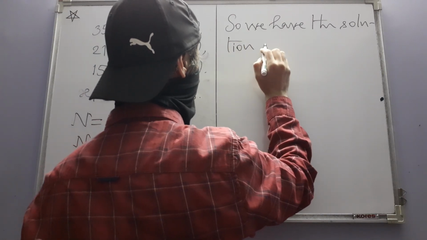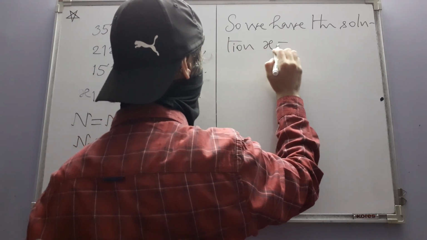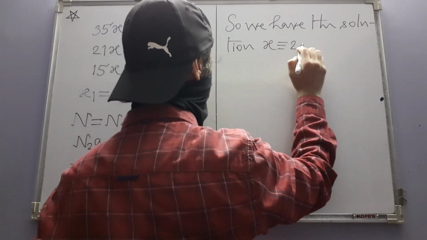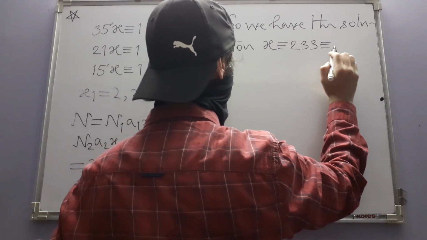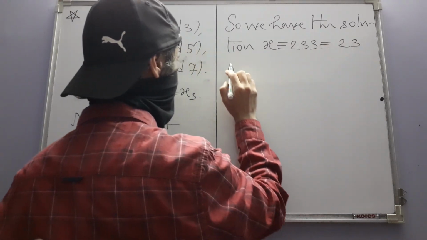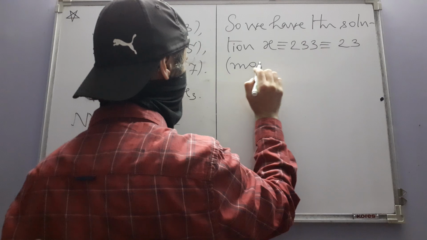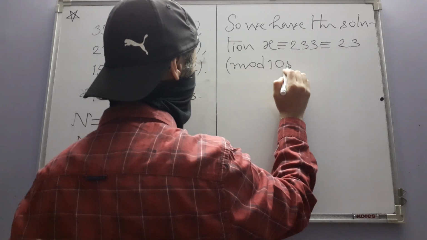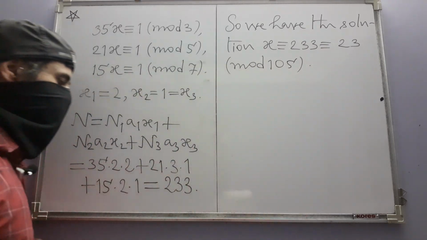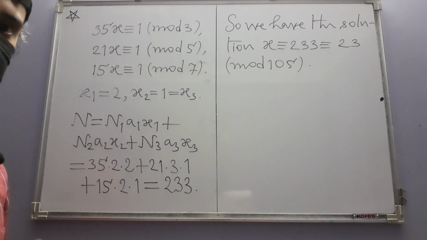We have the solution x congruent to 233, and that turns out to be congruent to 23 mod 105. So instead of 233 you can take 23 also in place of x.